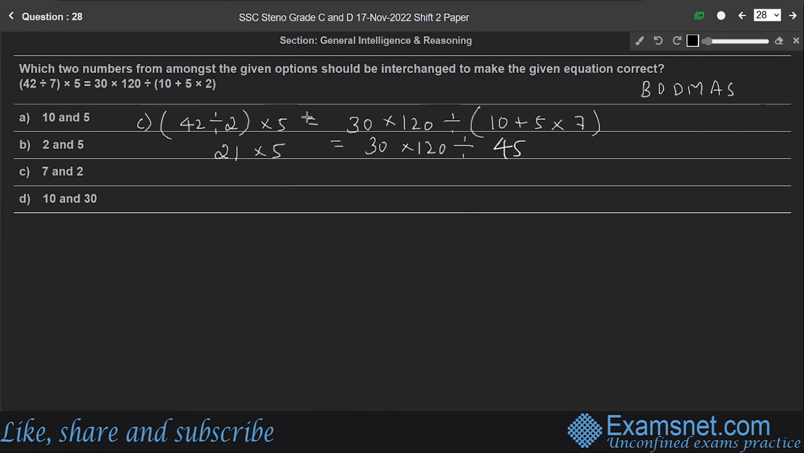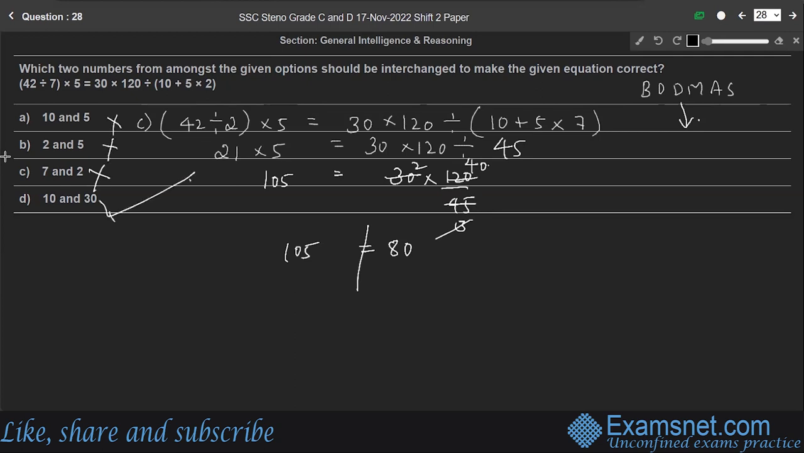So 21 into 5, 105 should be equal to 30 into, according to BODMAS rule, division comes before multiplication. So 120 by 45. 15 into 3 is 45, and 3 into 40 is 120. So 40 into 2 is 80, which is not equal to 105. So the equation will not get satisfied by interchanging 7 and 2 according to option C. Therefore, option D will be the right answer.